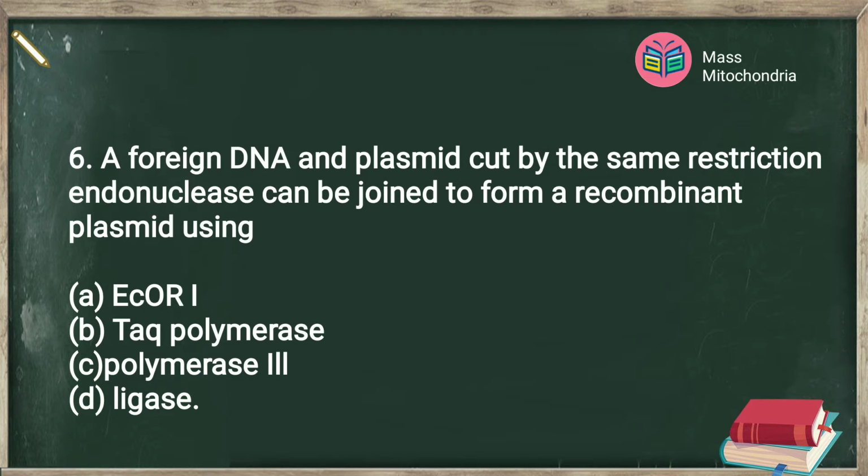Question number 6. A foreign DNA and plasmid cut by the same restriction endonuclease can be joined to form recombinant plasmid using option A, EcoR1, that is Escherichia coli restriction endonuclease, option B, Taq polymerase, option C, polymerase 3, and option D is ligase.